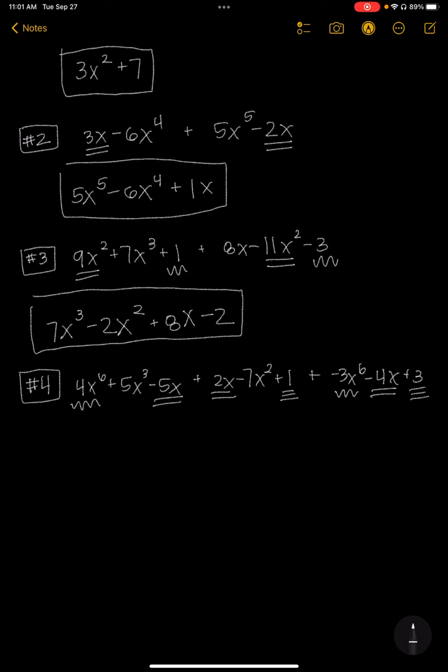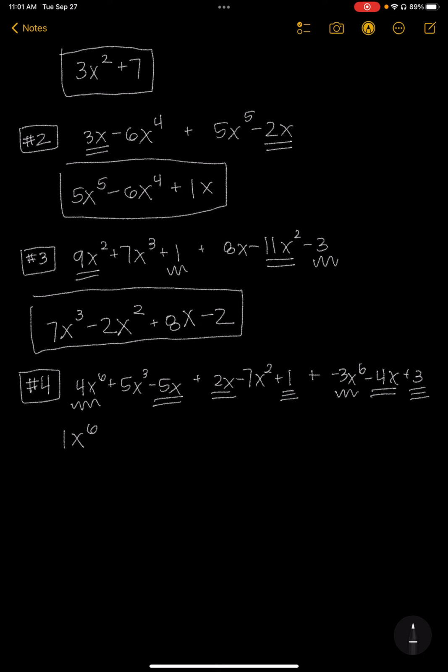So once again, when we write our answer, we have to do it in standard form. So we're going to start with the highest exponent. In this case, the highest exponent is x to the 6th. So we've got 2 of those. We've got a 4x to the 6th and a negative 3x to the 6th. When I add those together, that's 4 minus 3, which is 1x to the 6th.